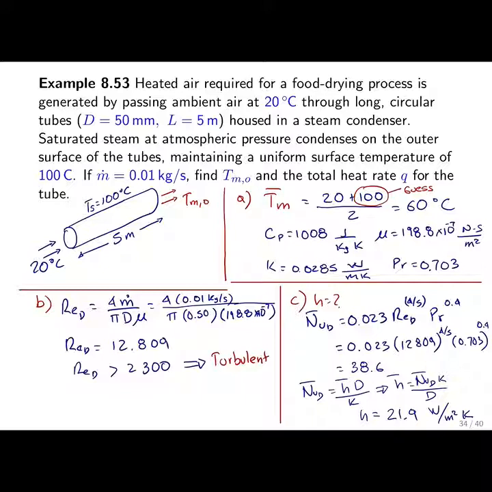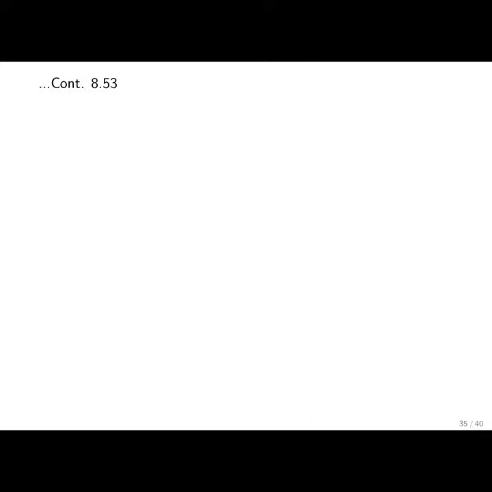Okay, now that we know the value of h, we should be able to compute the temperature at the outlet. So let's move into the next page. What do we know so far? We know that the flow is turbulent, that it is fully developed, and that Ts, the temperature at the surface, is equal to a constant.